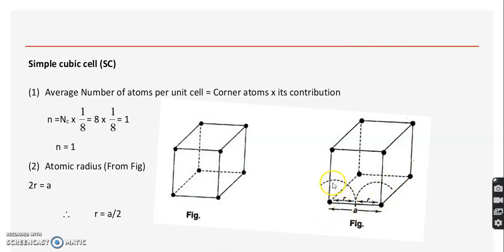Now next we go to atomic radius, where you can see the whole crystal structure over here. Just have a look at this. Two atoms are touching each other like this. So the distance between the two atoms here is nothing but a. So a is equal to 2R, or rather 2R is equal to a, and R is equal to a by 2.